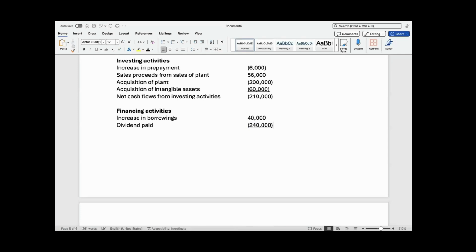So we'll have net cash flows from financing. Will that be 200 outflow or 240? Okay, outflow 200. Sorry, okay, I have 200. Yeah. 160. So that's 160 outflow. This one should be outflow too.